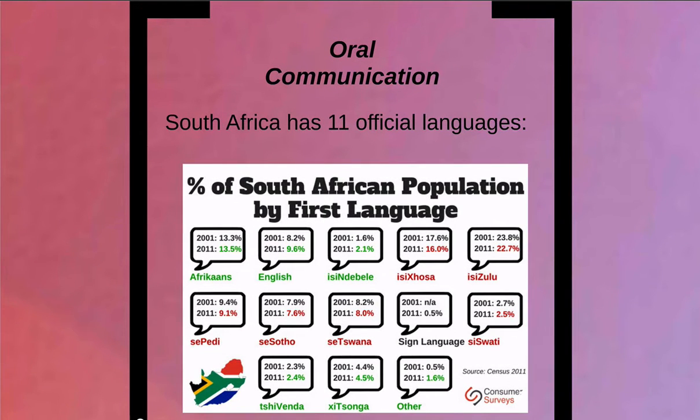Let's start with oral communication. In order to understand that aspect, let's briefly talk about the languages spoken in South Africa, which we know is a diverse country with several subcultures. A great example of its subcultures is the fact that it has 11 official languages. Here is an estimate of the languages that are spoken the most. As we can see, the majority of the population speaks Zulu, and the fourth most spoken language is English.